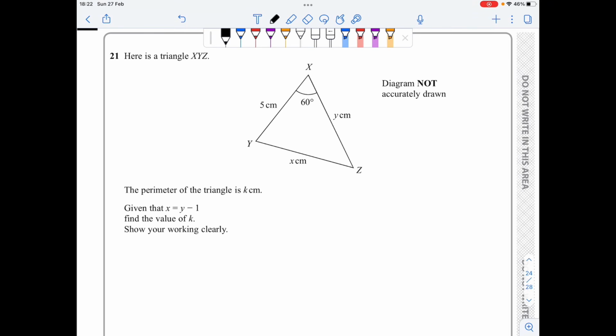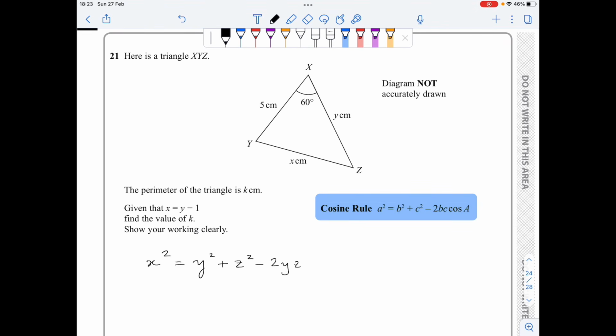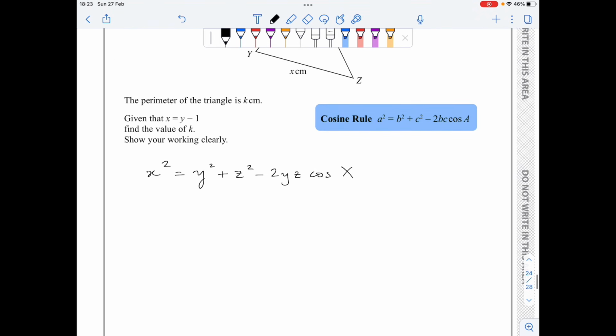Question 21, I will use the cosine rule. This is given in the formula page. It looks like this. So let's rewrite this using the letters we have. So x squared is equal to y squared plus z squared minus 2yz cos x. So x squared is equal to y squared plus 5 squared minus 2y times 5 times cos of 60.